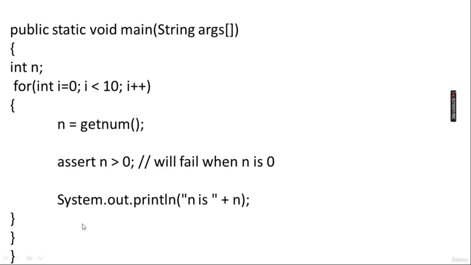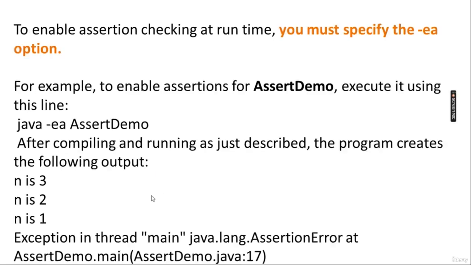So now for i equal to 0, i less than 10, i plus plus. From 3 going backward, it will fail. Like n is equal to getNum. Whatever number is returned, like 3, 2, 1, 0, -1, -2, will be stored over here. Assert n is greater than 0. It will fail when n is equal to 0, and it will print a value. When it fails, it is not greater than 0, so it will show an assertion error.